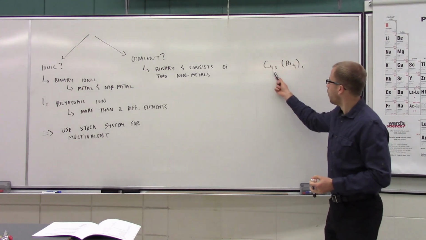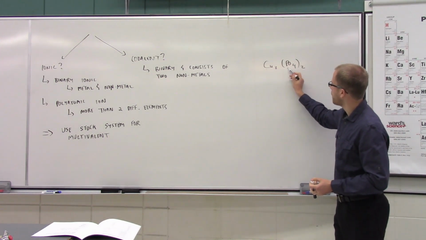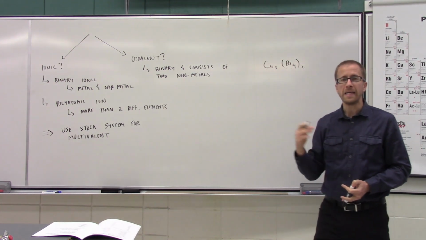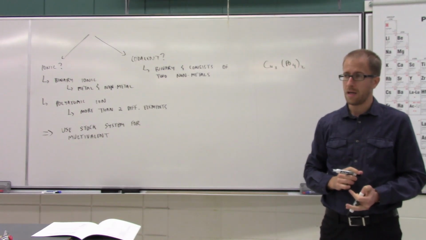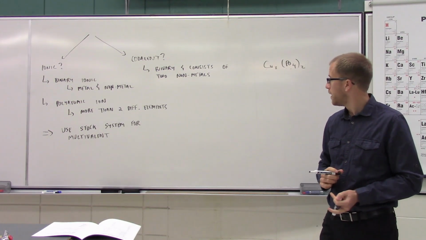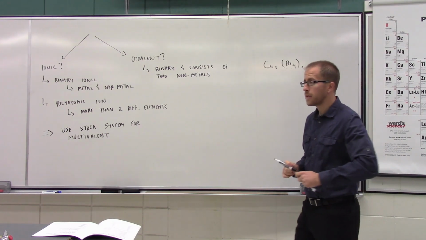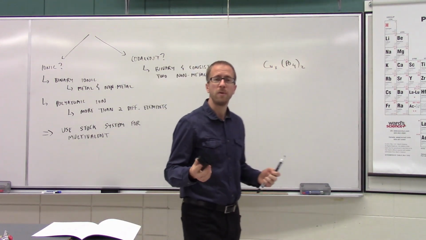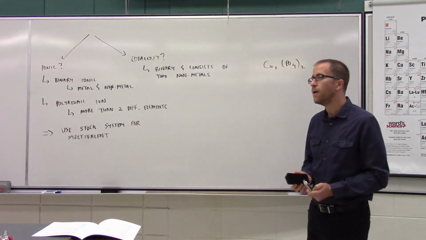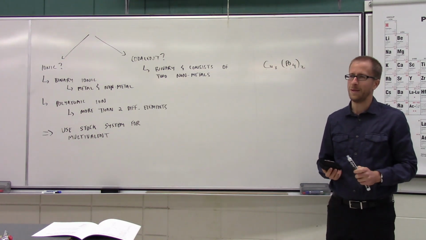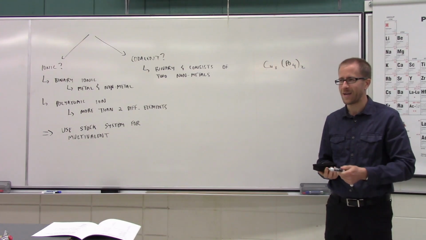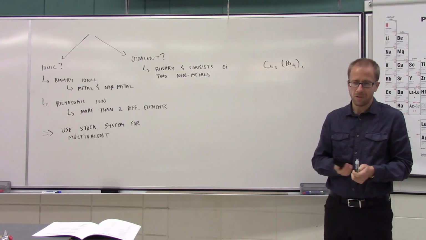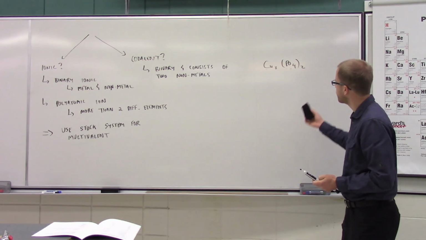Whenever you have more than 2 elements, here we have copper, phosphorus, oxygen, you need to go find that polyatomic ion and you need to figure out its charge. So, really important that you're able to determine these things, because I'm not going to be telling you this is a multivalent metal, this is an ionic compound, this is a covalent compound. You need to be able to tell just by looking at the compounds.